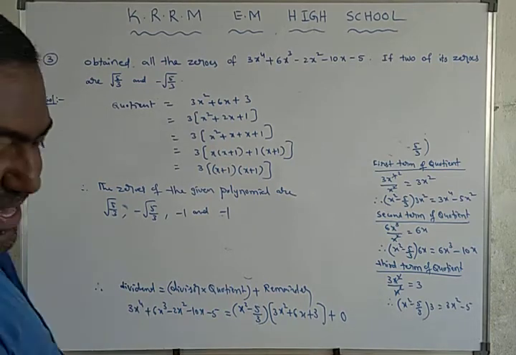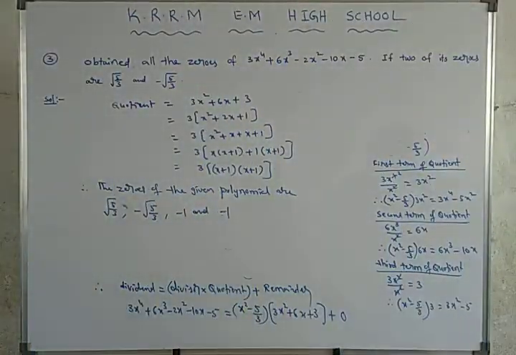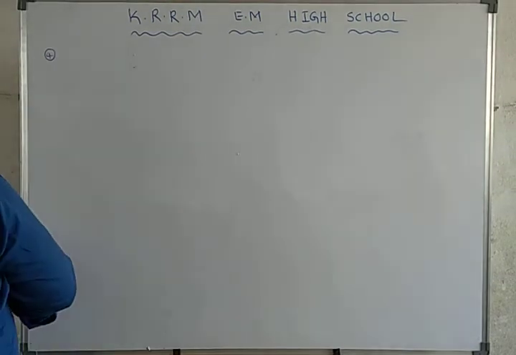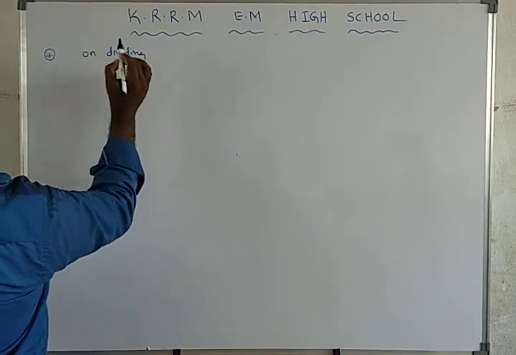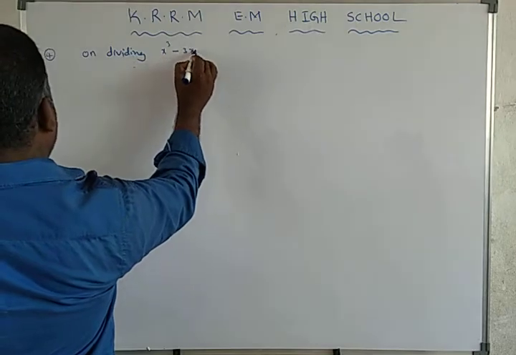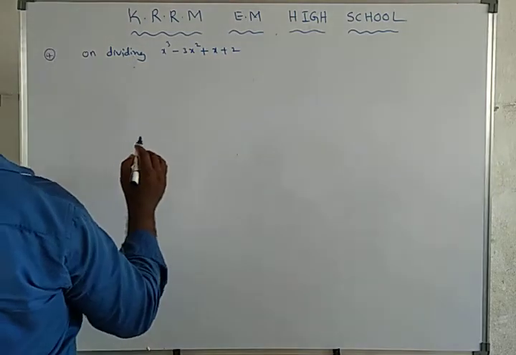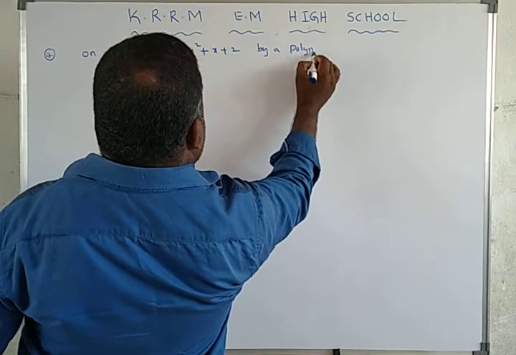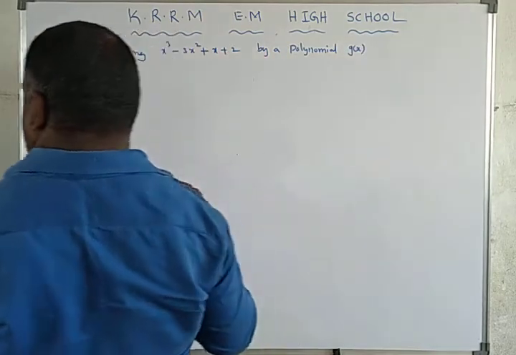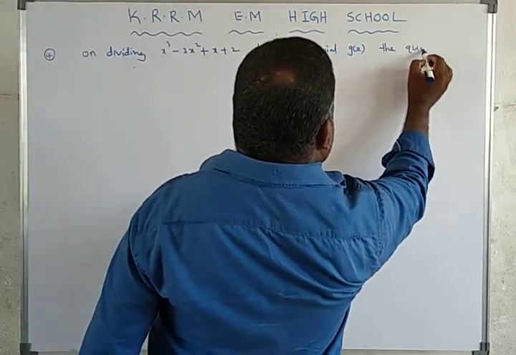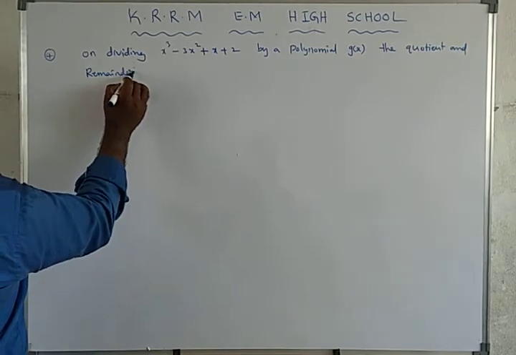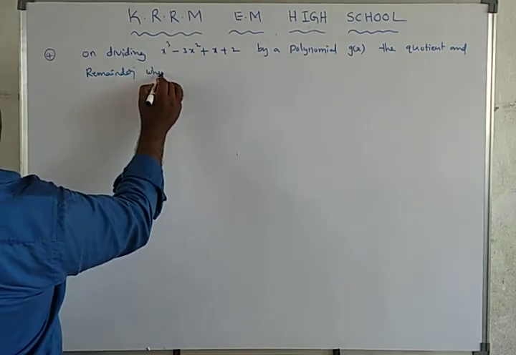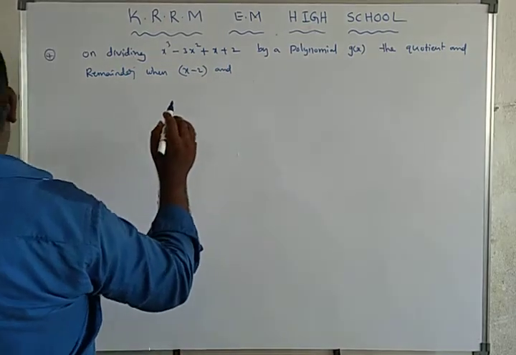Then after, on dividing x cubed minus 3x square plus x plus 2 by a polynomial g of x, the quotient and remainder are x minus 2 and minus 2x plus 4 respectively.